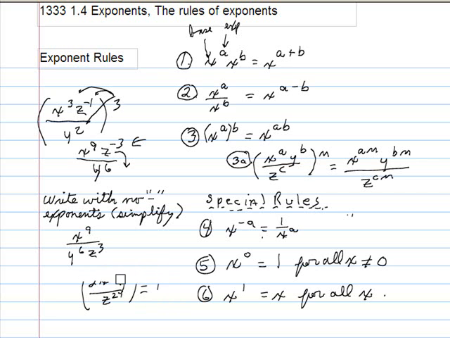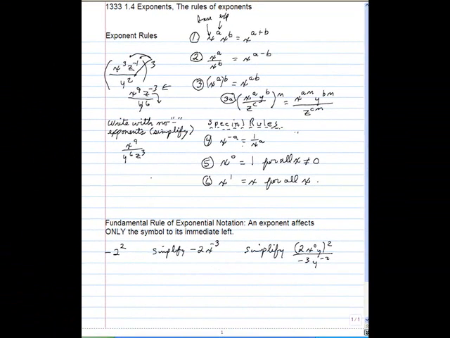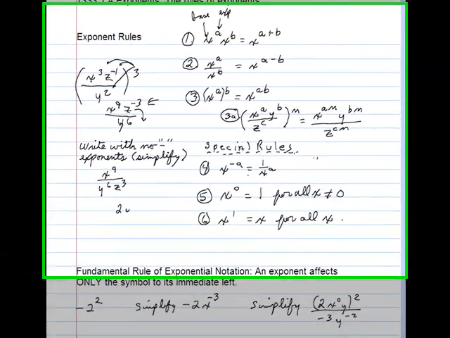And let's go to the last rule. The last rule says that x to the 1 power is the same as x with no power on it, or more importantly, read it from the right to the left. If you see a number, and x here just means a number, it could be a 5, it could be an x, it could be a q. If you see a number and it's not showing any power, then the power is 1. So how would that help us? Well, suppose we went to simplify something like this.